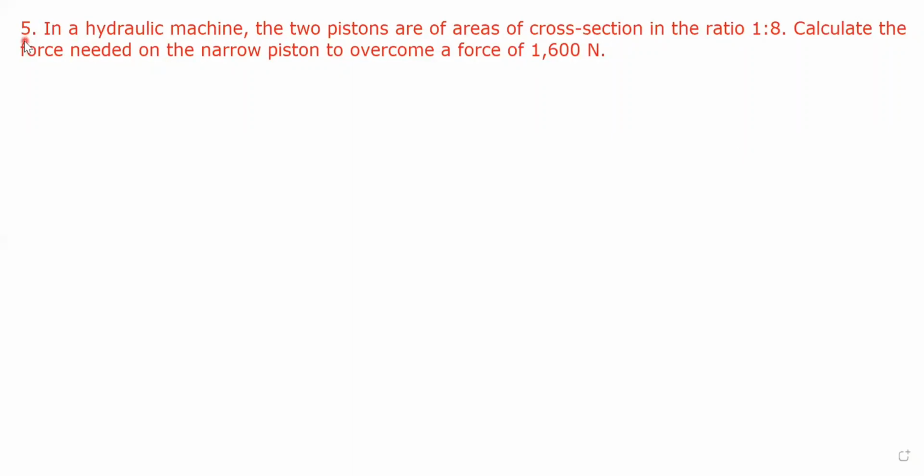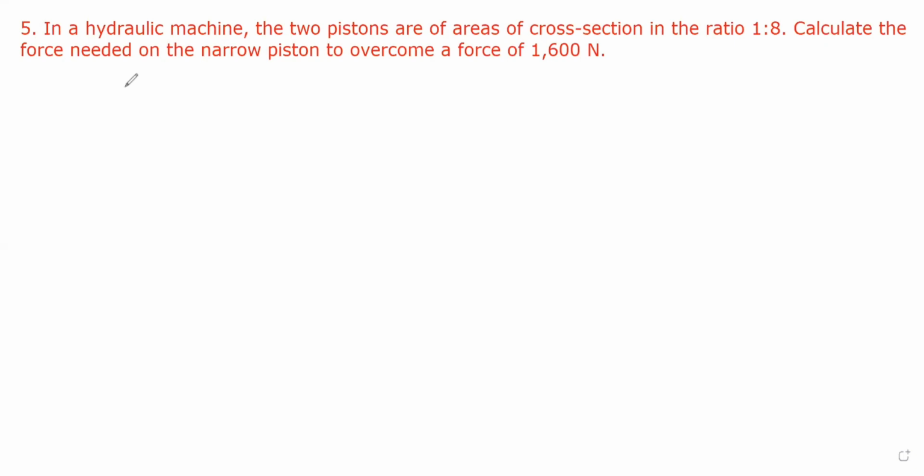Now let's move on to question number 5. In a hydraulic machine, the two pistons are of areas of cross section in the ratio 1:8. Calculate the force needed on the narrow piston to overcome a force of 1600 Newton. So let's solve this question.